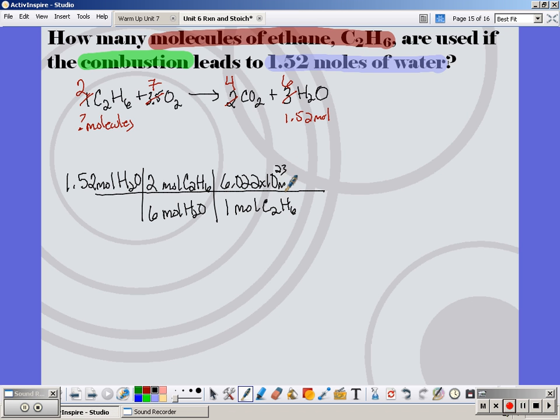And then I would multiply and divide, remembering to use the special button for the times 10. I need 3 significant figures, so 3.05 times 10 to the 23rd. Make sure you check your calculator there. Molecules of ethane.